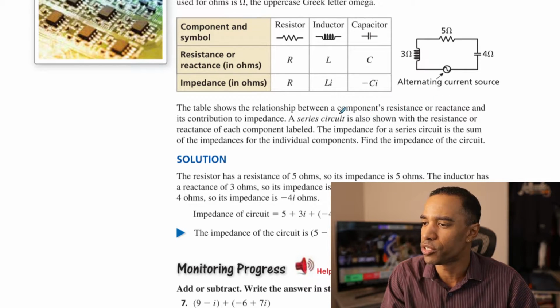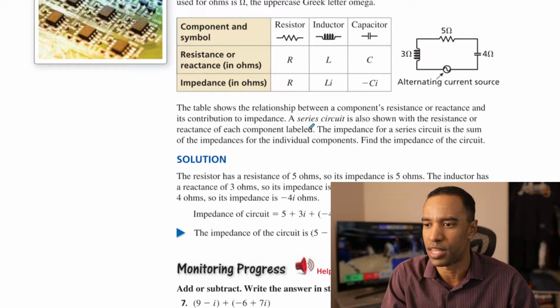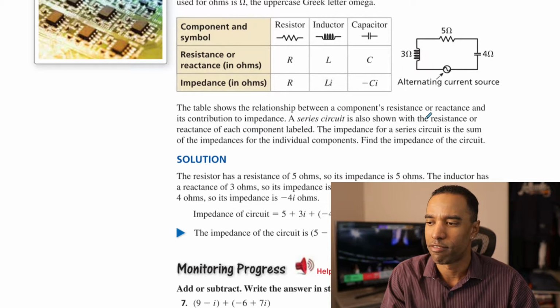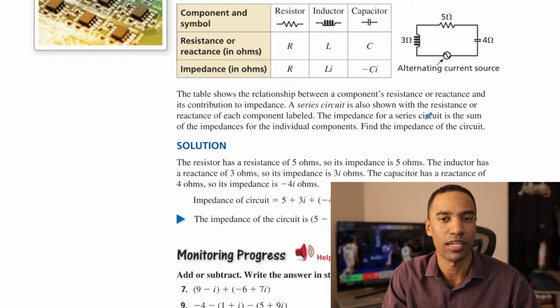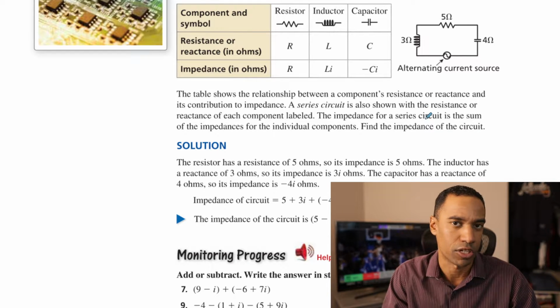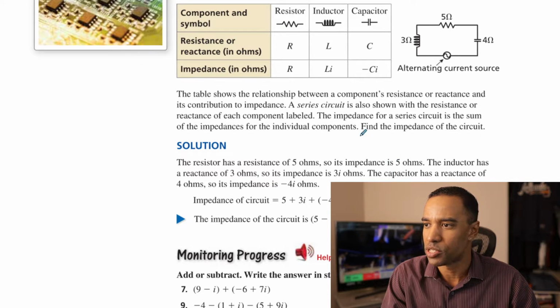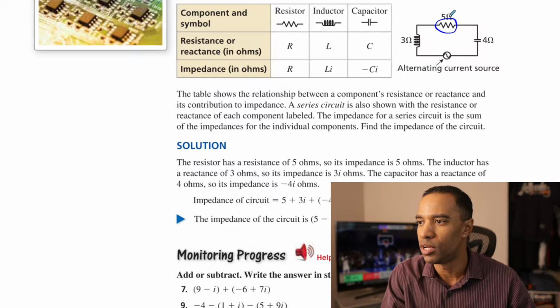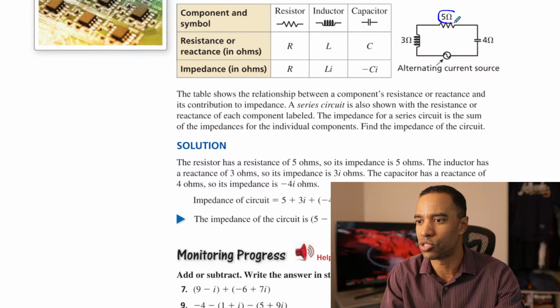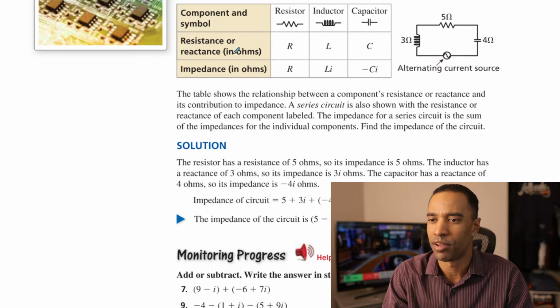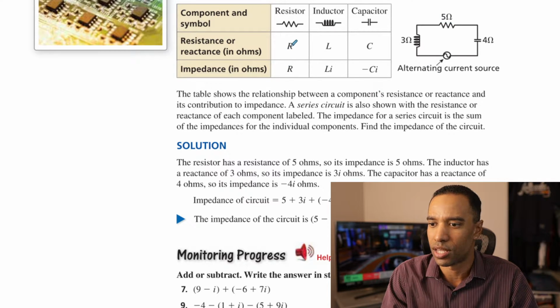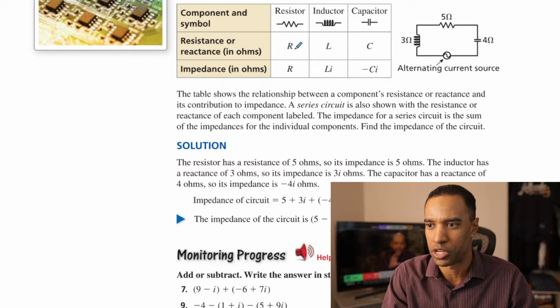The impedance for a series circuit is the sum of the impedances for the individual components. Find the impedance of the circuit. Okay, let an example lead us in this because I'm not an electrical engineer. I don't work this stuff specifically. The resistor has a resistance of 5 ohms. So we see here, resistor with this symbol. They use 5 ohms for it. So its impedance is 5 ohms. If the resistance is 5 ohms, the impedance is therefore 5 ohms. Boom. The translation is straight up, 5 is 5.